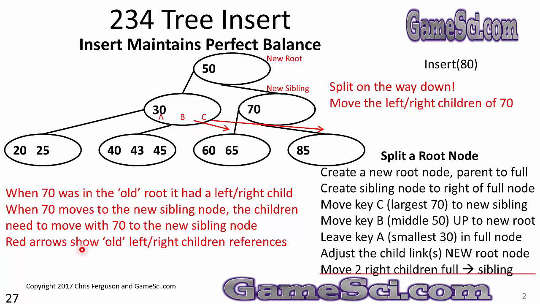The red arrows show the old left and right children reference. 70 had a left child that pointed here. That left child had to move to the new sibling and point to the same place. 70 had a right child that pointed over here. That needs to move to the new sibling and point to the same node.